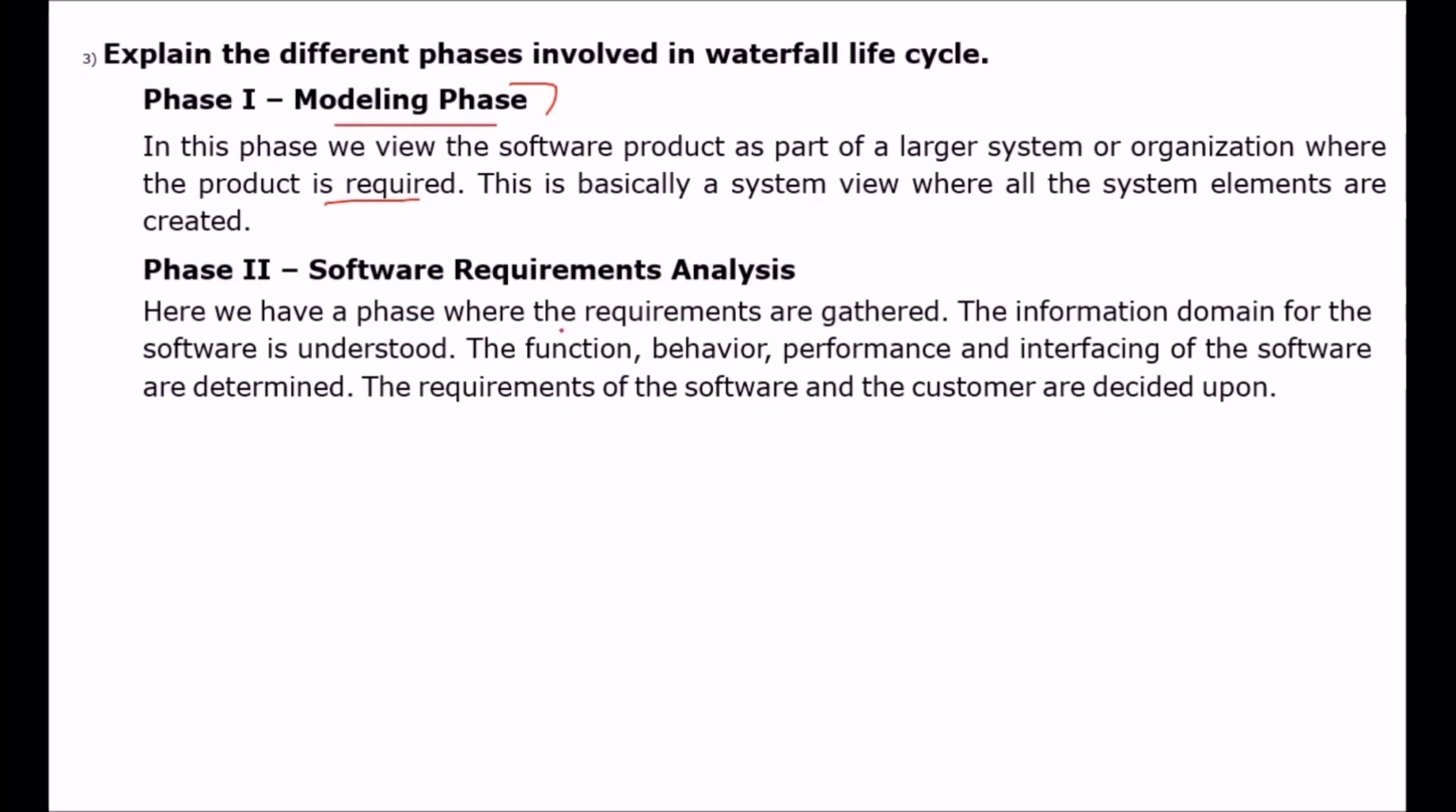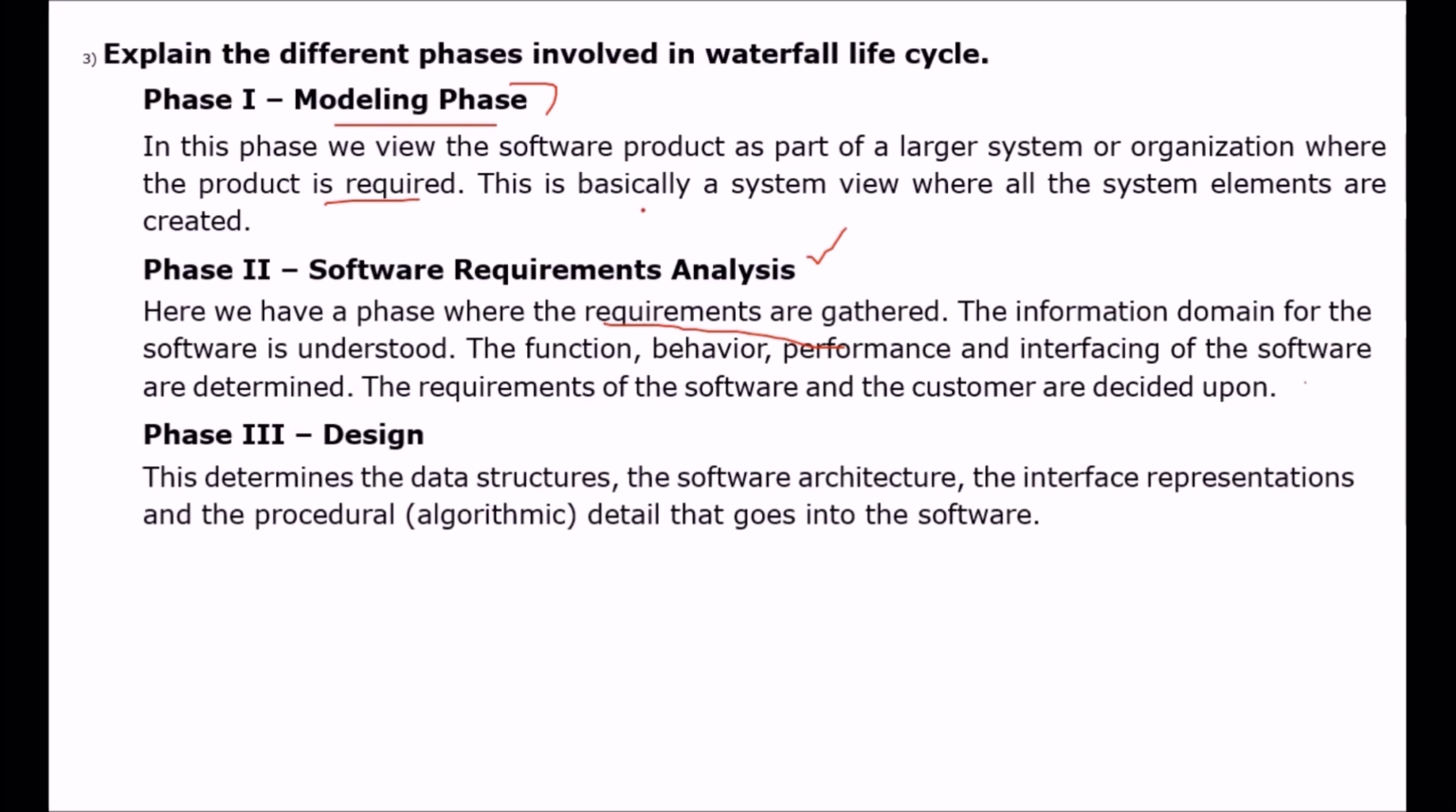So here we have a phase where the requirements are gathered. Requirement gathering is the most important part of the waterfall model. The information domain for the software is well understood. The function, behavior, performance and interfacing of the software to be made are determined, and the requirements of the software and the customer are decided upon. And in waterfall, every phase has a deliverable and is well defined.